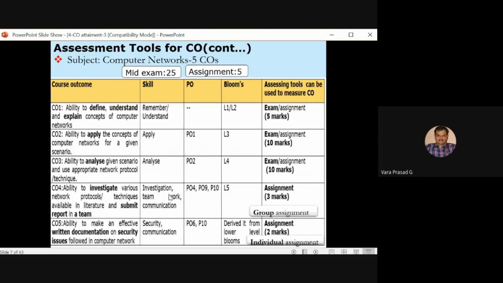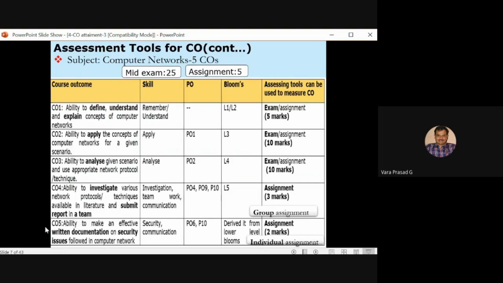And CO4 mainly talks about investigation and teamwork as well as communication skills. I already told that with respect to assignments, the first assignment is the group activity and the second is a non-group activity. When you say group activities, the faculty member gives some research problem to this group of students. The group has to do the task in a team, then submit the report. In the sense, it is PO4 investigation of problems, teamwork, then communication skill. See PO4, PO9, PO10. Now, the individual assignment.